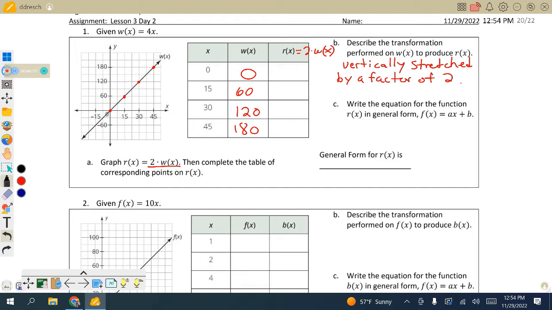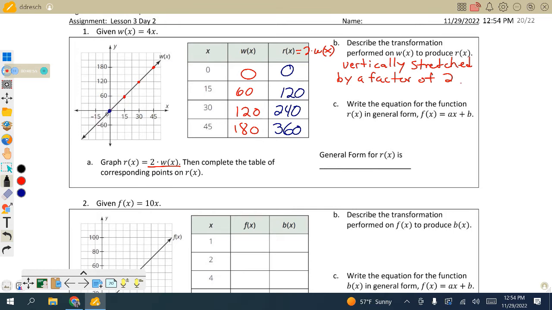So let's do that. Let's multiply those by 2 now. What's 0 times anything? So we still got 0. What's 60 times 2? 120. And this is a place where your calculators come into play. 120 times 2. 180 times 2. 360. Can we plot those out? Not all of them. I think we get a few of those on there. So let's go plot that first one. 0, 0. Same location.